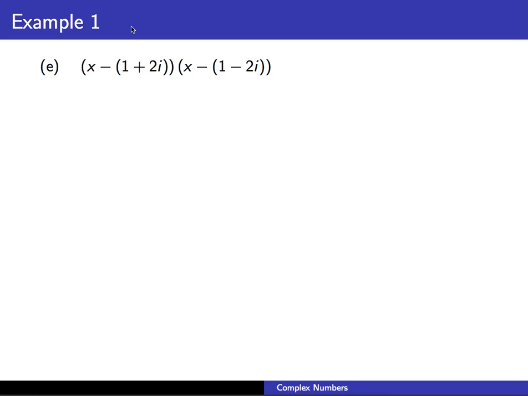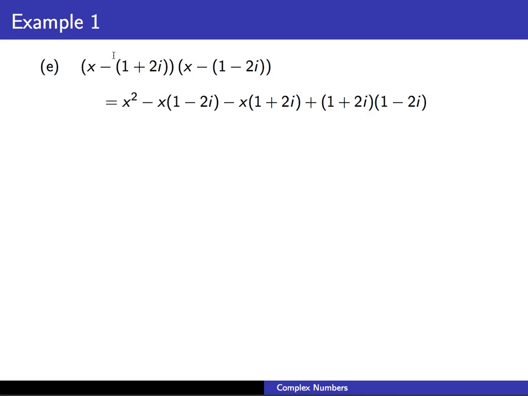All right, last up, part E. We have x minus the expression 1 plus 2i times the expression x minus 1 minus 2i. This one, you just have to keep track of your multiplication, and let's see what happens. So we multiply this out, x times x is x squared, and then x times negative 1 minus 2i is negative x times 1 minus 2i.